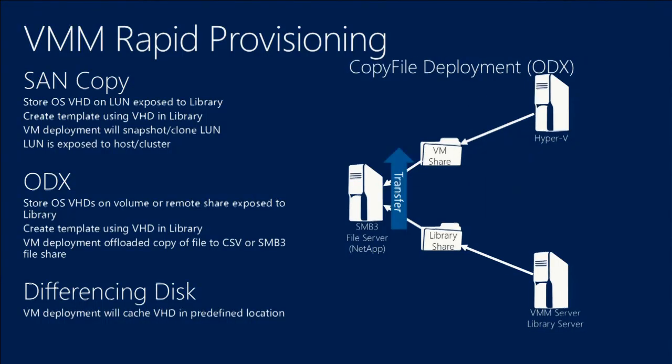Now, if there is ODX, then basically what happens is nothing actually gets transferred over the network from a data perspective. Tokens get passed back and forth. Basically, a token is read from the array. The token represents a set of blocks. It gets written on the destination, and then when the token gets written, it essentially knows that it should copy over a file, or copy over a chunk of a file. And that happens multiple times, and then you get your file to wherever location you want. Now, that can be a CSV, that can be an SMB3 file share. So that's the ODX feature that we introduced in R2.